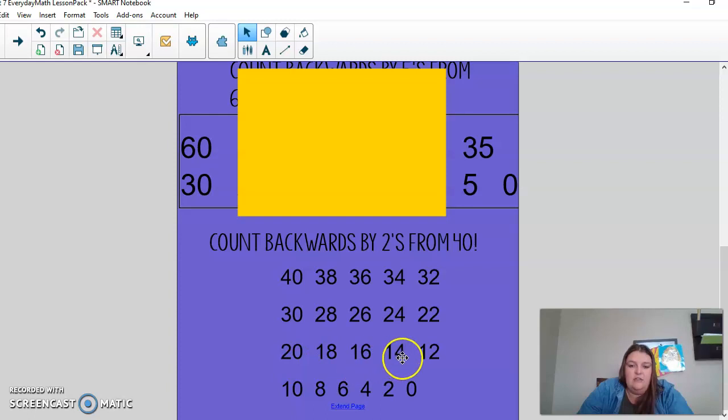18, 16, 14, 12, 10, 8, 6, 4, 2, 0. Now you might notice a pattern here. We have the 10 and then we have 8, 6, 4, 2. So it's counting by 2s but just backwards. So that's one way to help you count by 2s backwards.